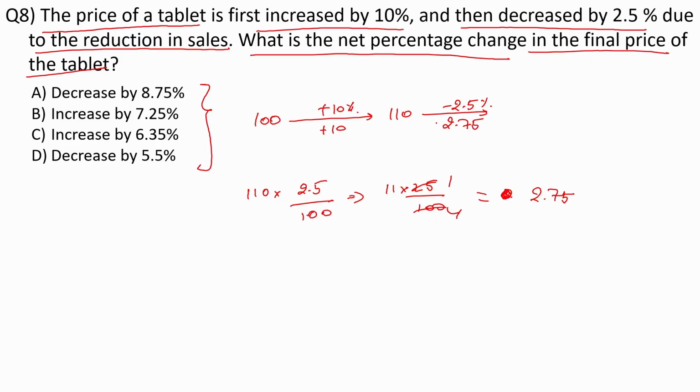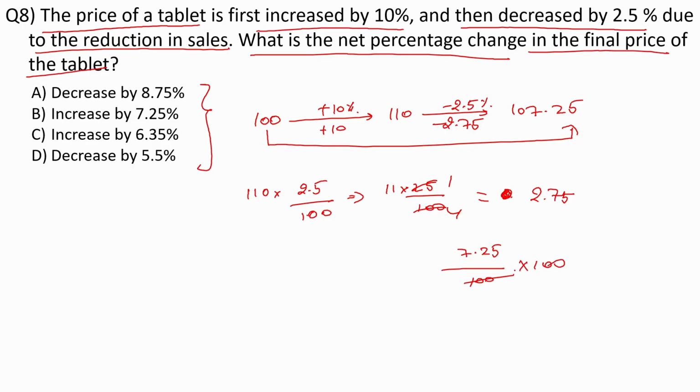As it is decreased, I am going to represent it with a minus sign. 110 minus 2.75 gives me 107.25. So there is a change of 7.25 upon the initial value 100, into 100. So there is an increase of 7.25%. Option B. This can also be solved with a shortcut, guys.